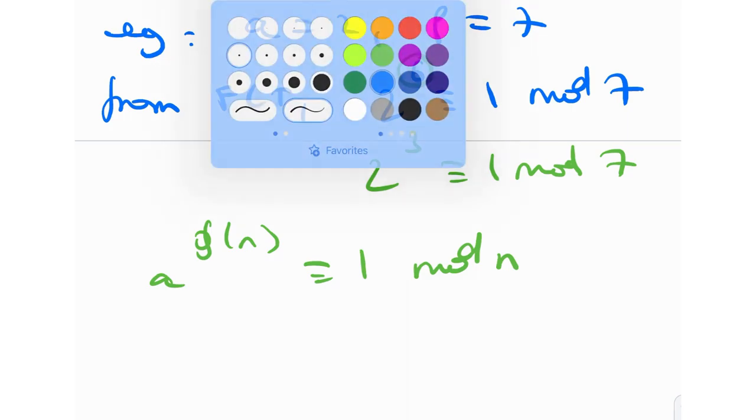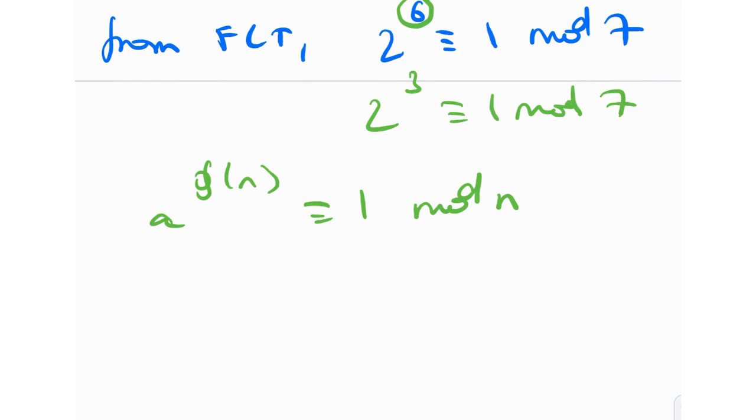And that is why we have this concept of order, because order is the smallest value at which it happens. In this case, the order is equal to 3, so the order of 2 modulo 7 is equal to 3. It's so fundamental, and there is a need for understanding this order. It exists for a reason, and the reason is that Fermat's theorem and the Euler totient theorem do not give you the smallest value of their exponent.